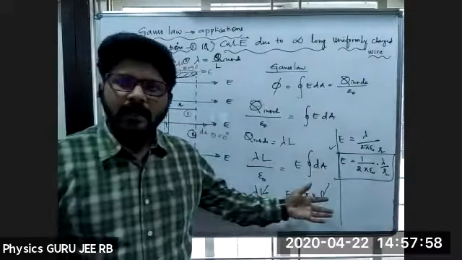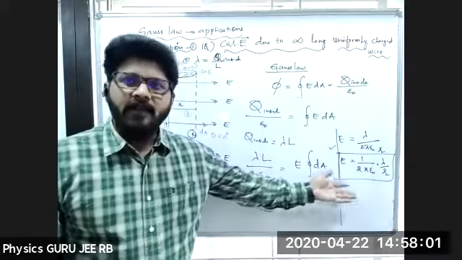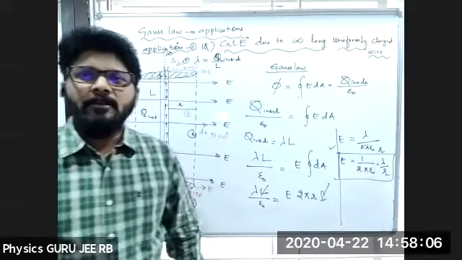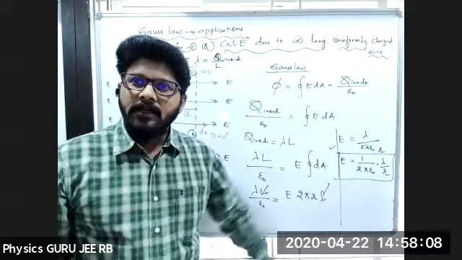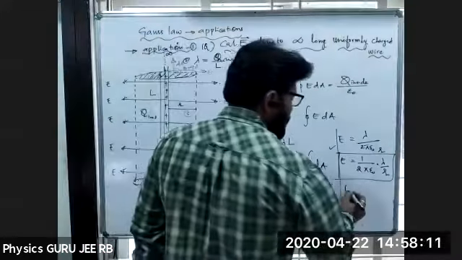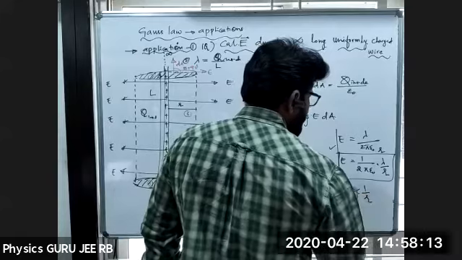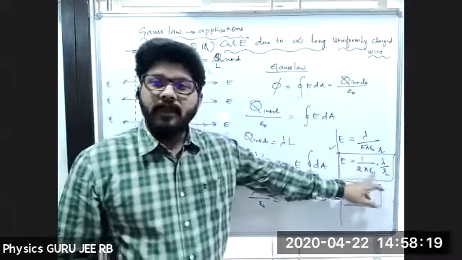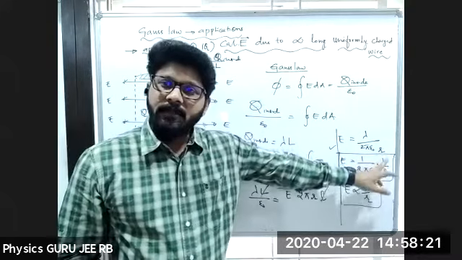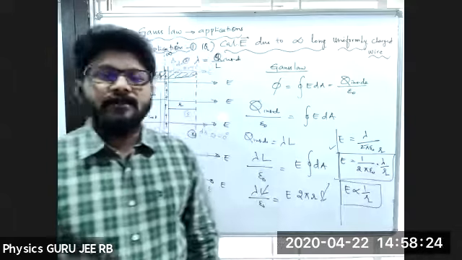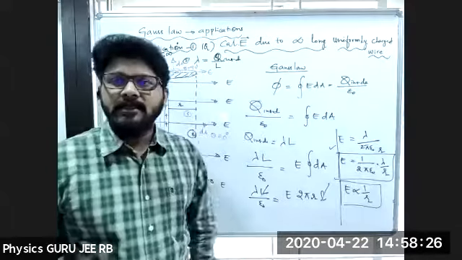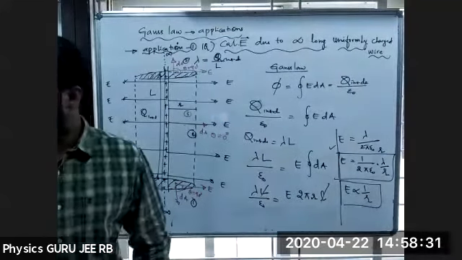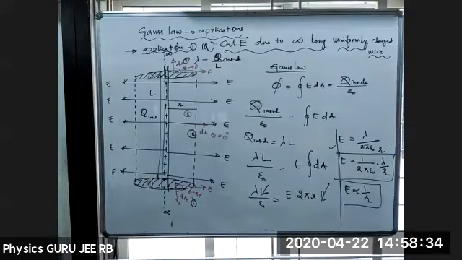But for IIT problem solving, the final result you have to remember is E equals 1 by 2 pi epsilon naught into lambda by r. What is the conclusion? E is inversely proportional to r. 2 pi epsilon naught is a constant, lambda is a constant, only the distance is varying. E is proportional to 1 by r. Note it down. Then we'll take the graph for it.